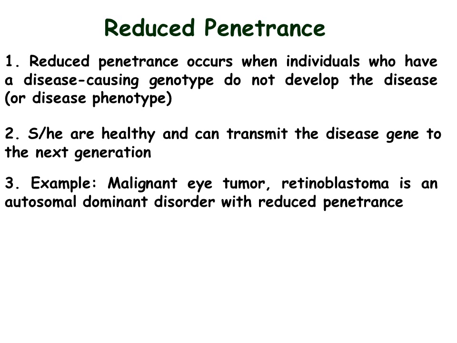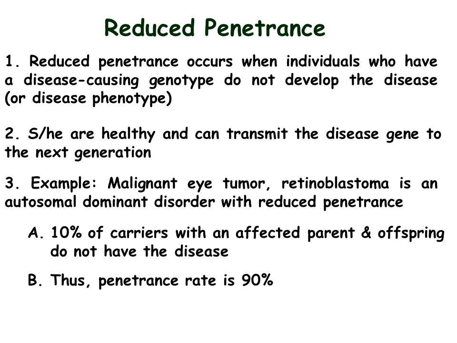A perfect example of this is retinoblastoma, which is a malignant eye disorder that usually occurs in children. It is an autosomal dominant disorder, but it has a reduced penetrance because unless they get the second mutation, they don't develop the tumor. So 10% of the carriers with this have an affected parent, and typically offspring do not have the disease. Thus, the penetrance rate is about 90%. So it's pretty high, but it's not 100%.